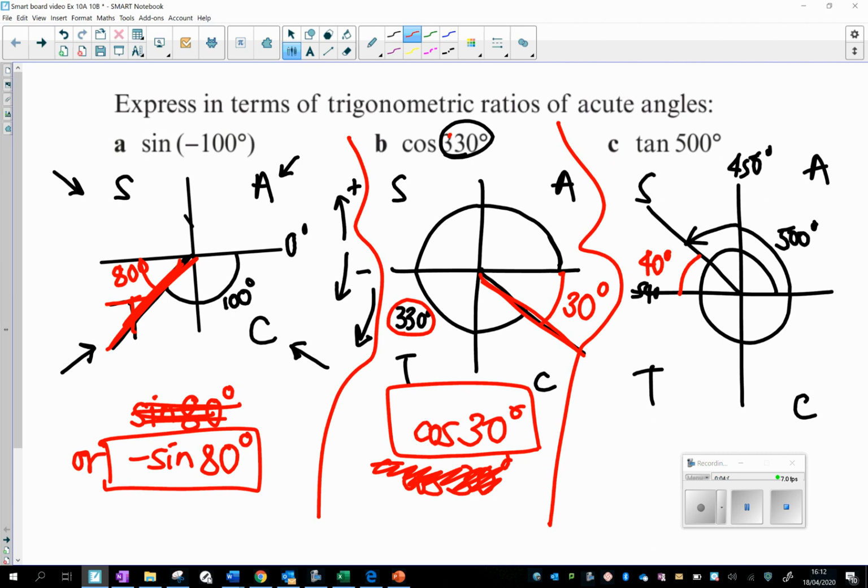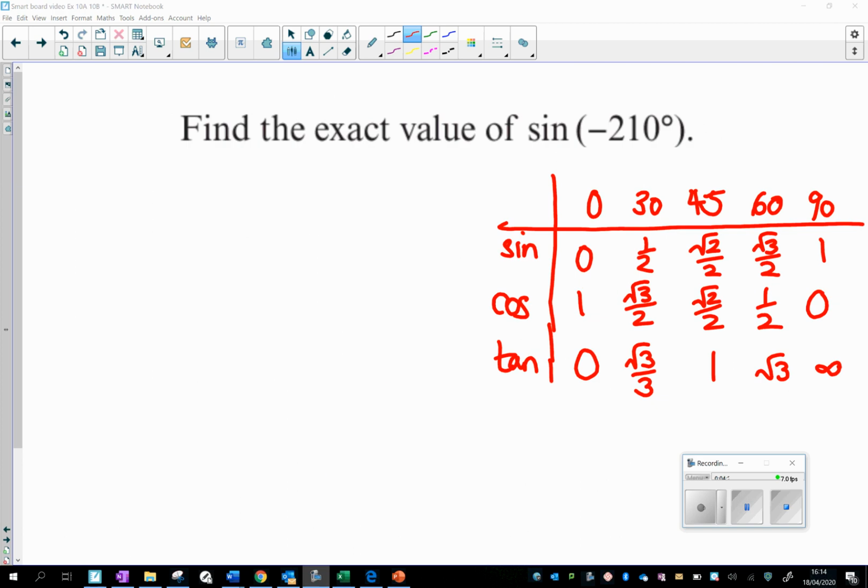And the section that it's in, well, the line that we've drawn is in the S section, which means that tangents will be negative. So in this case, tan of 500 degrees is not going to be the same as tan 40 degrees. It's going to be the same as minus tan 40 degrees. And that's the answer to that one.